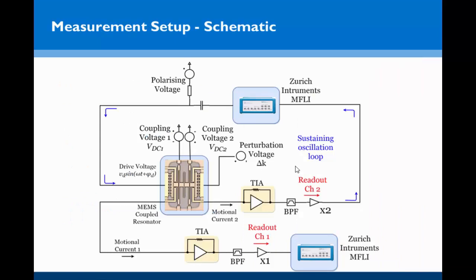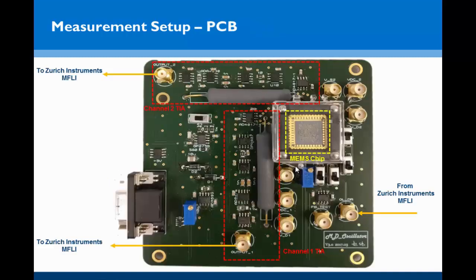The setup essentially involves a closed loop approach. We're using two Zurich Instruments lock-in amplifiers, and they help us with both the readout, measuring the amplitudes, frequencies, as well as they have a very nice PID, PLL function that we can use to develop a self-sustaining loop, essentially. This is our PCB. We've integrated our MEMS chip into the PCB to reduce any parasitics and allow for better integration with the electronics.